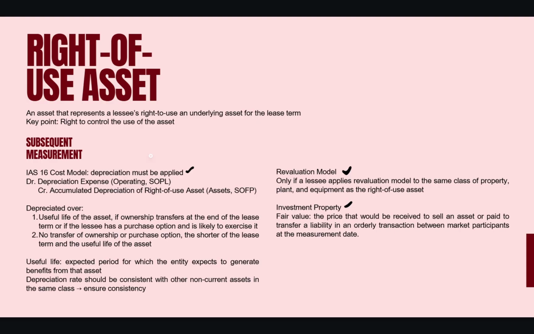For example, if the useful life is 10 years but the lease term is only 5 years, then it would be depreciated over 5 years. Same goes if the lease term is 10 years but the useful life is only 5 years, then it will be depreciated for 5 years. Useful life, as a reminder, is the expected period for which the entity expects to generate benefits from that asset.